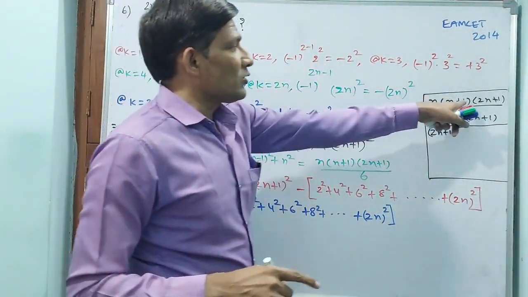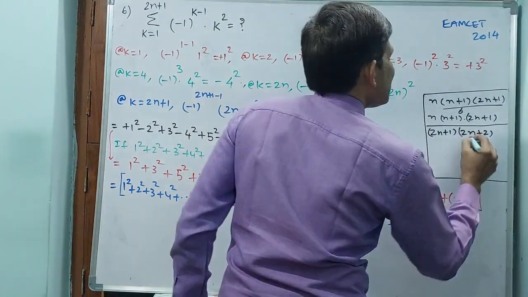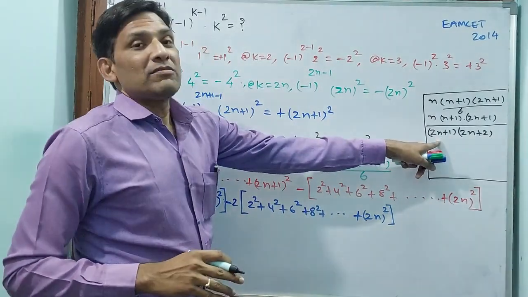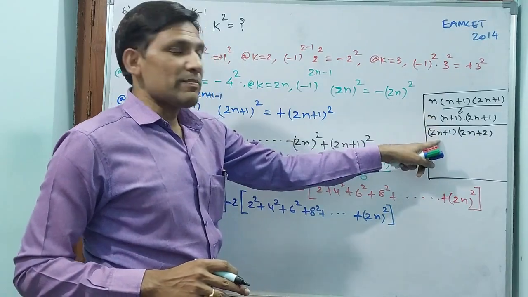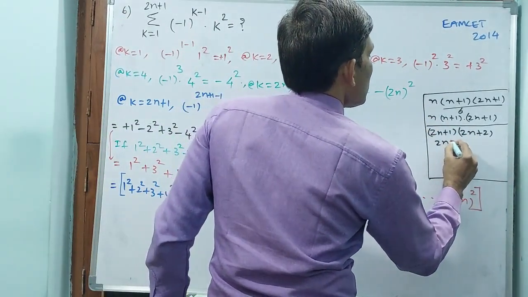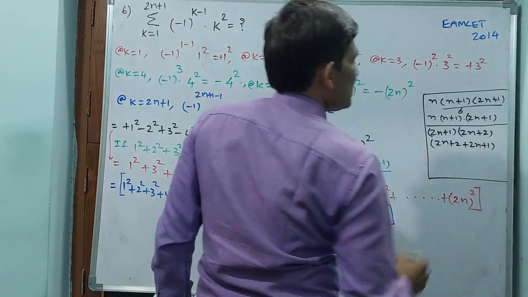Add 1. Earlier also we have added 1. 2n plus 2. Add n. Add 2n plus 1. Why? Because here earlier n was there, that is why you added n. But here 2n plus 1 was there, then you add 2n plus 1. That means you see 2n plus 2 plus 2n plus 1.